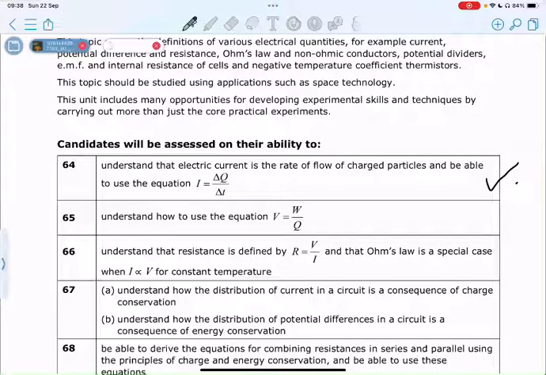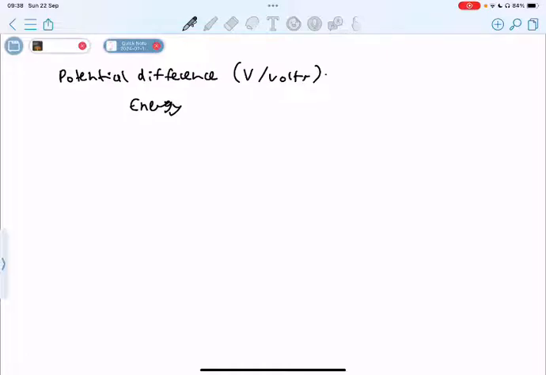Understand how to use the equation V is equal to W on Q. What is V? V is potential difference. The symbol for potential difference is V, and the SI unit is volts. Potential difference is defined as the energy transferred per unit charge between two points in the circuit, okay? Between point A and point B. So how do we define that?